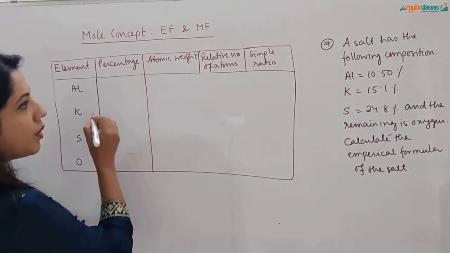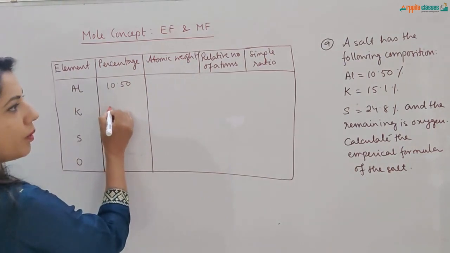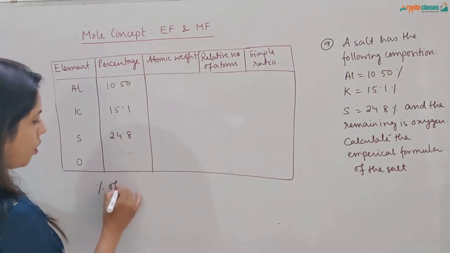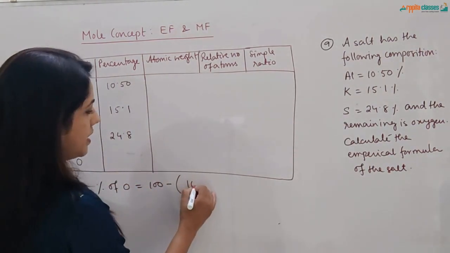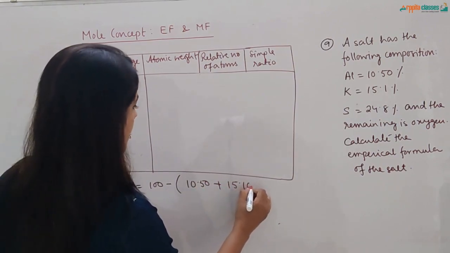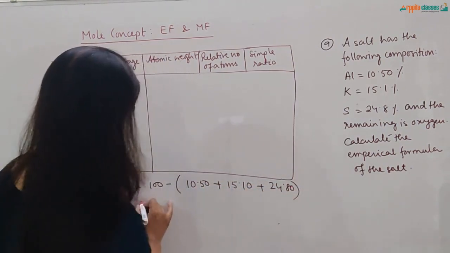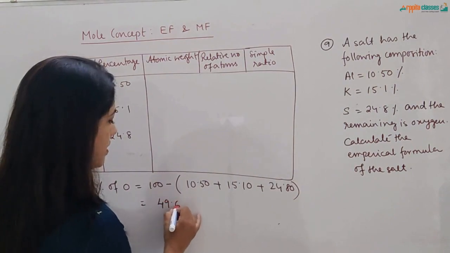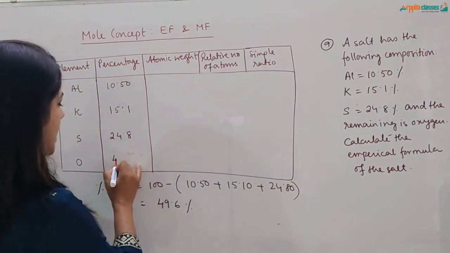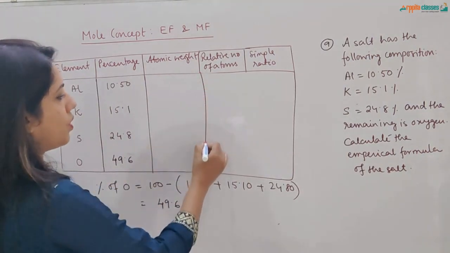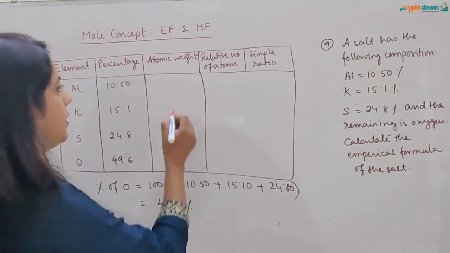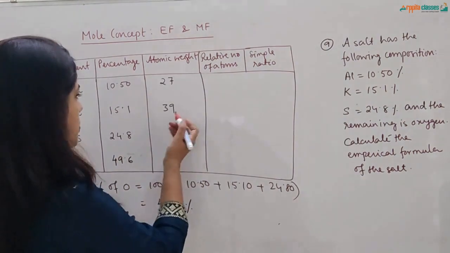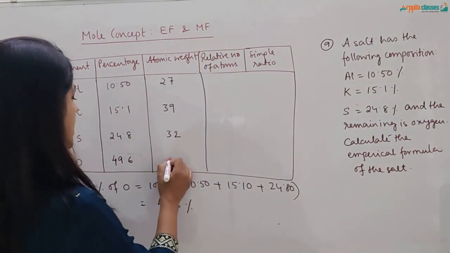The percentage of aluminium is 10.50, potassium is 15.1, sulfur is 24.8. So percentage of oxygen will be 100 minus (10.50 plus 15.10 plus 24.80). If you calculate this, the value will be 49.6%. You can do this. I have done this calculation before so that our time is not wasted. The atomic weight of aluminium is 27, potassium is 39. This will mostly be given to you. I remember, so I am writing it. Sulfur is 32 and oxygen is 16.